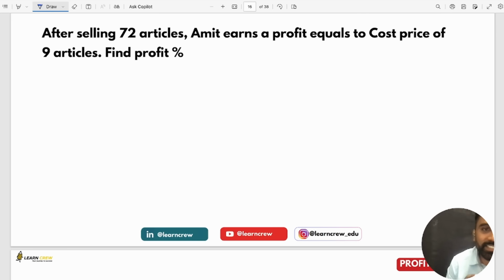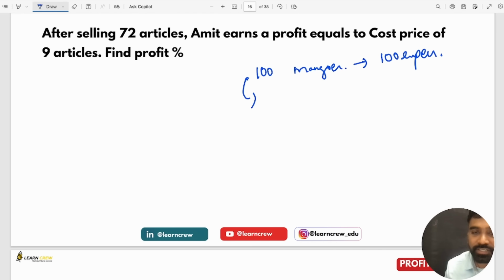After selling 72 articles, Amit earns a profit equivalent to cost price of 9 articles. Find profit percentage. So now a quick question. Imagine that you're having 100 mangoes. You got them for 100 rupees, and you're going to the market and selling 50 mangoes at 90 rupees.